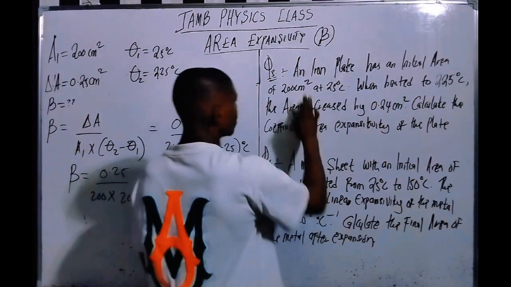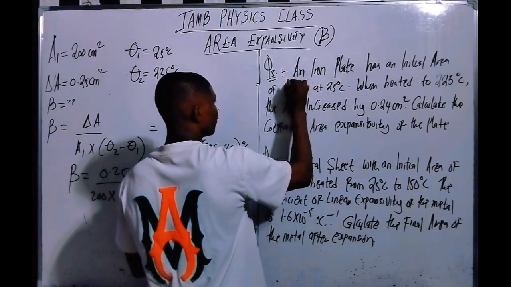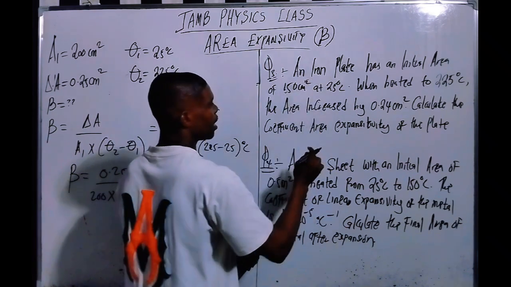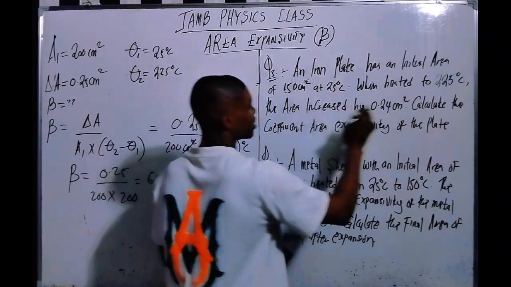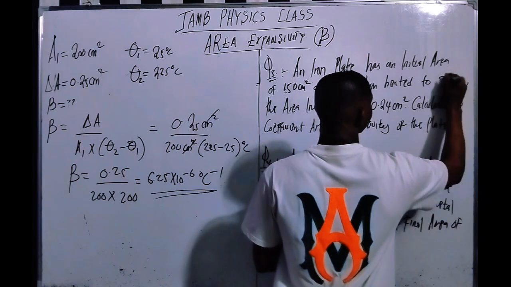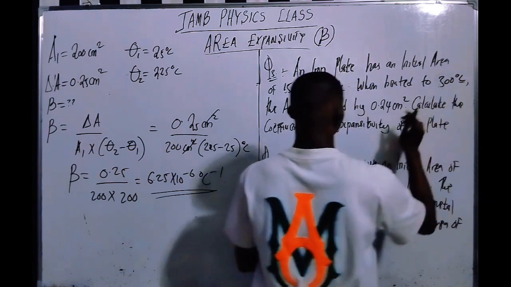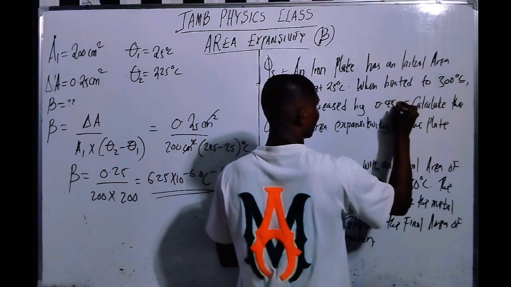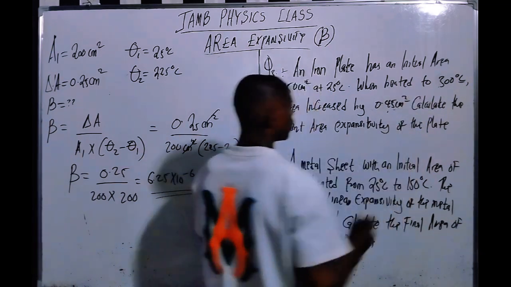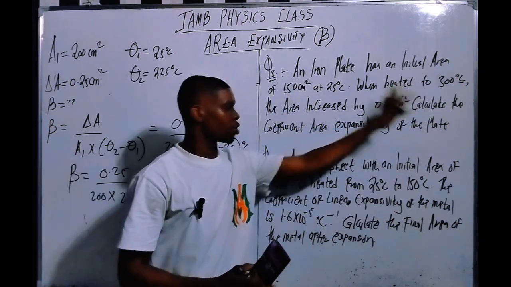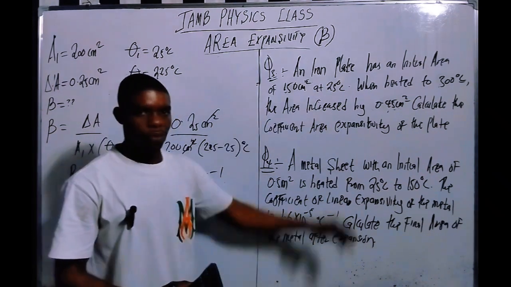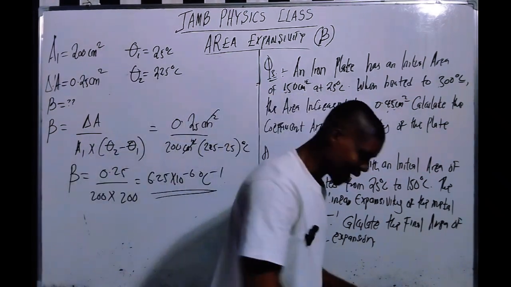So now if I change that to 150 cm square, and here we have, let's leave it like this, 300 degrees centigrade here, and there's an increase of 0.45 cm square. So go ahead and try this one and solve it for me. So this is now your assignment.